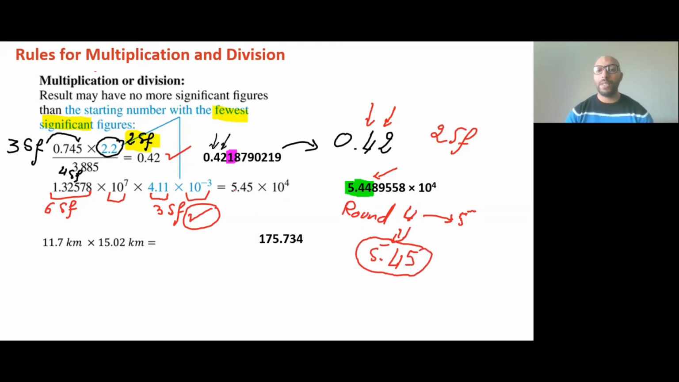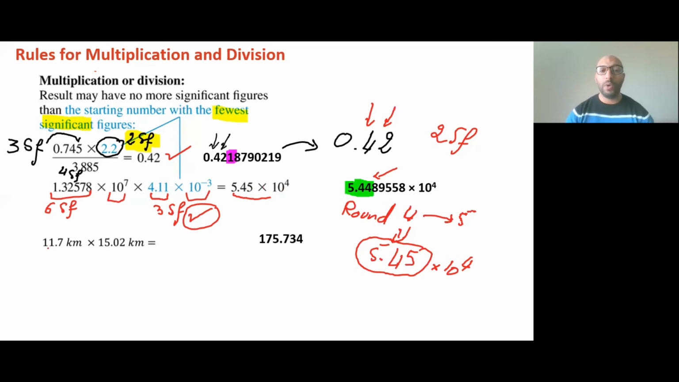This is our result, and very good. Don't forget the 10 power 4. So our result is 5.45 times 10 power 4. I think it's clear. Let's move to the next example.